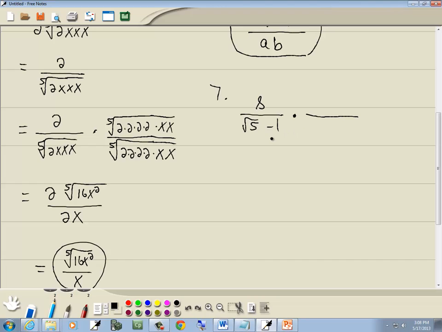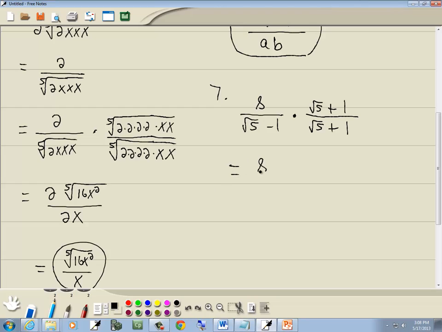To get rid of it, you multiply top and bottom by the conjugate of the bottom. Now if you remember conjugate from the previous lesson, conjugate means the first and the last are the same. So this will be the square root of 5, and this will be 1. First is the same, last is the same. But the sign in the middle is different. See how this is a minus? This will be a plus. And whatever you multiply by the bottom, you have to multiply by the top.